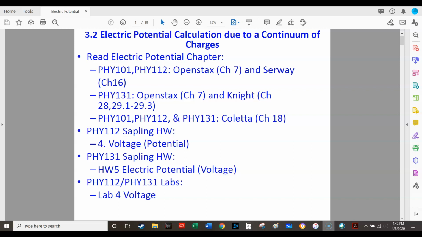So to begin with, make sure you do the reading, Untitled Chapter 18. So if you're in Physics 131, Untitled Chapter 18. If you're doing OpenStax, it'll be Chapter 7. All right, and this is going to go with our homework number 5 in electric potential. And I believe it's the last two problems that are electric potential problems on a continuous distribution.